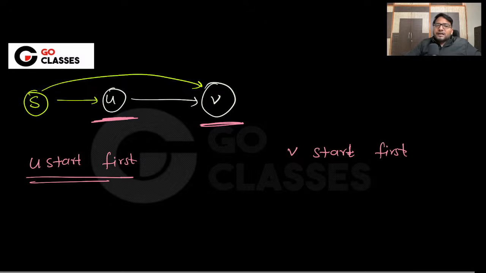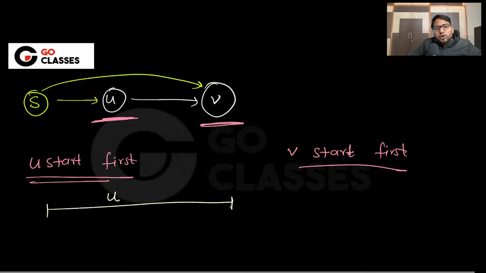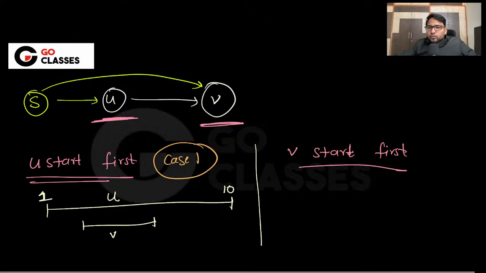Obviously you can't claim which one is getting started first. If U is getting started first, then for sure V must be here. You can't escape it because that is reachable. If it is reachable, then you have to start it, right? Now if V is starting first, this is case 2. Let's suppose this is case 1 and this is case 2, where V starts first.